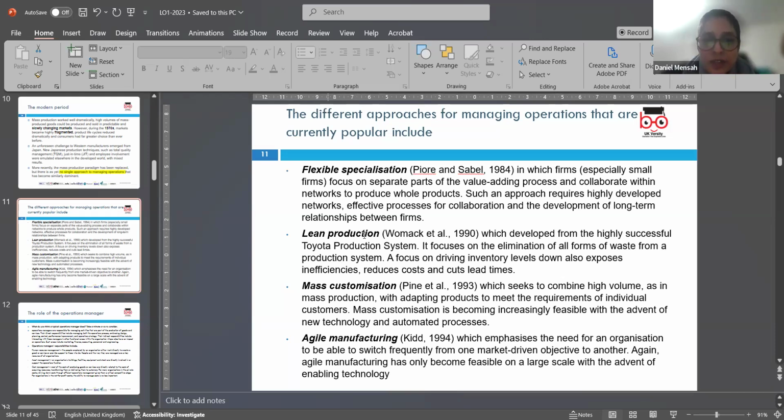Then they introduced lean production. Lean production was introduced by the Toyota production system. They were focusing on the elimination of all kinds of waste, in terms of time, resources, or any activity during performing the job. If any activity is not adding value to the job or is unnecessary, they were reducing all those kinds of waste from the production processes, and they wanted to improve the productivity and efficiency of the process.